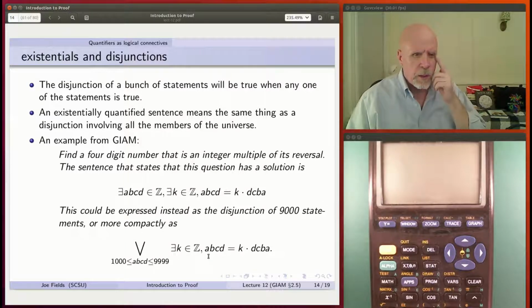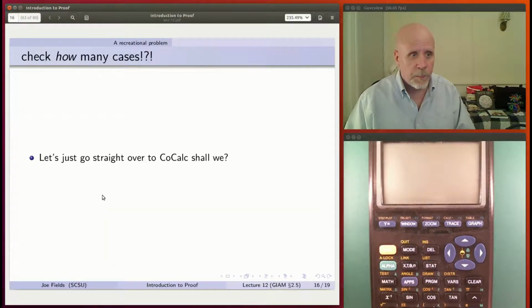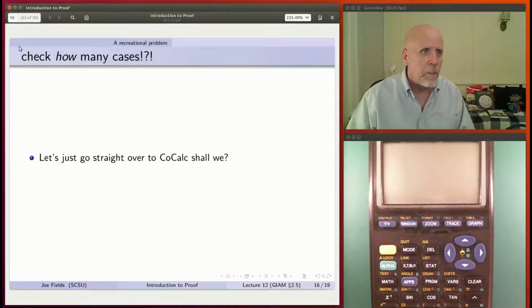There must have been a statement in the original problem that avoided the trivial cases. Any number that was symmetric, that's called a palindrome. If a number looks the same forward or backwards, any palindromic number would satisfy this. So next we're going to explore that. But how many cases are there just now? Everything from 1,000 to 9,999. I think it's a lot of cases, so we're not going to do that by hand.